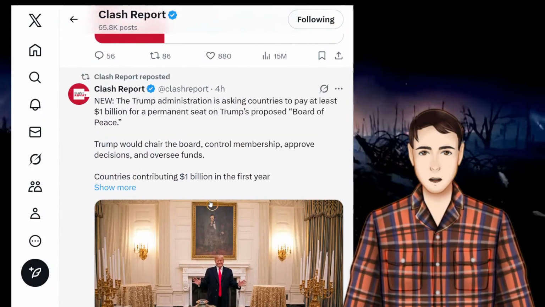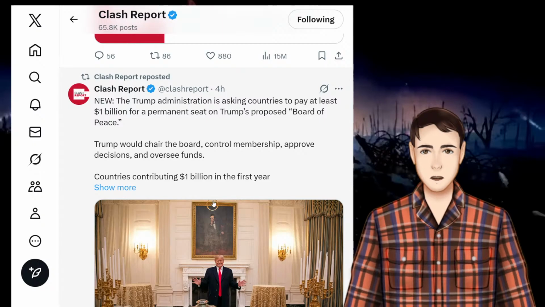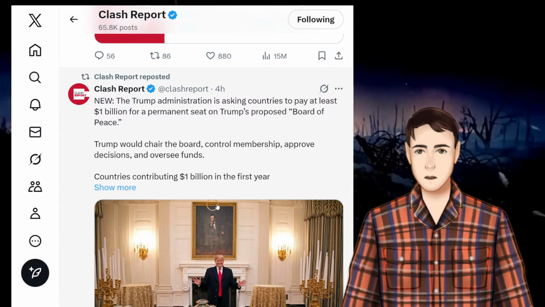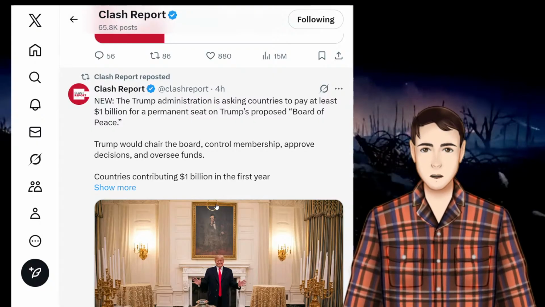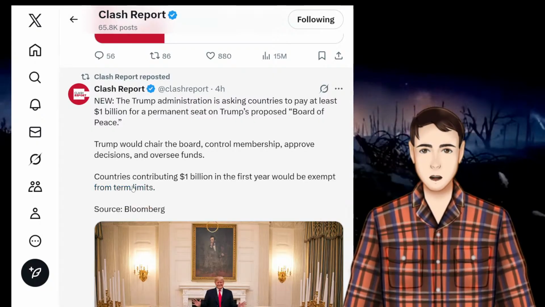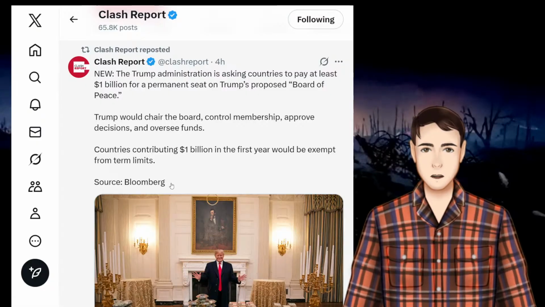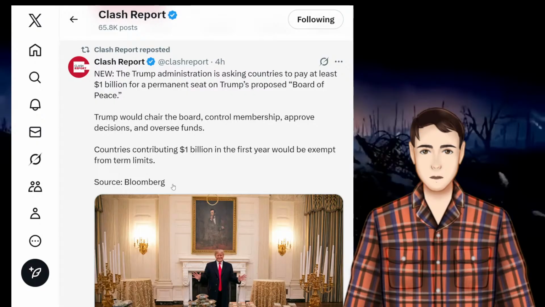The Trump administration is asking countries to pay at least $1 billion for a permanent seat on Trump's proposed Board of Peace. Trump would chair the board, control membership, approve decisions, and oversee funds. Countries contributing $1 billion in the first year would be exempt from term limits.